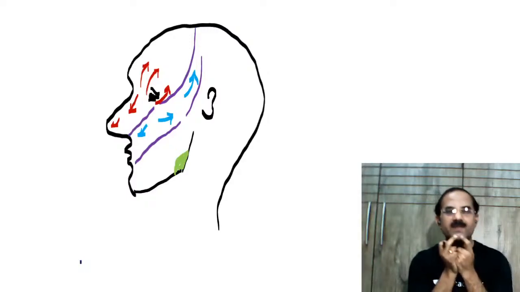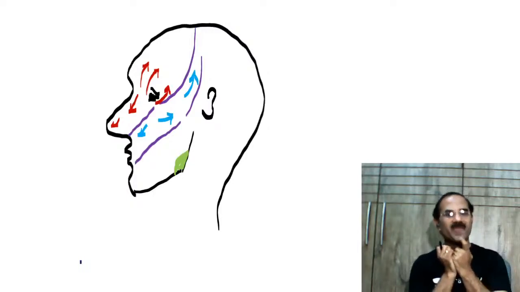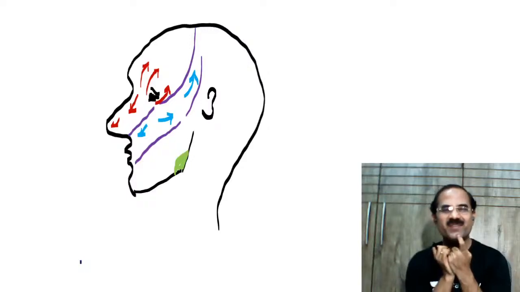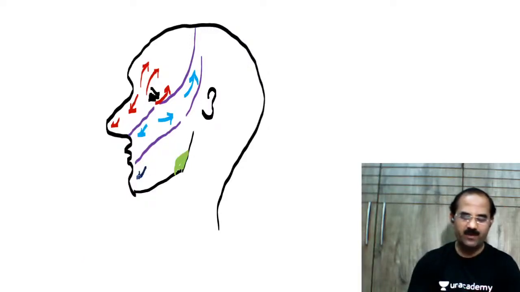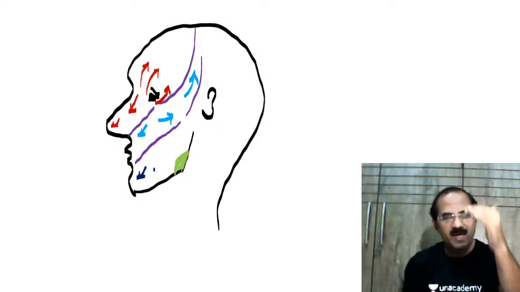Answer this. Right here, on the chin. What is that foramen? What is the foramen here, just in front of the chin? That's the mental foramen. Excellent. And the nerve coming out from here is therefore known as the mental nerve.